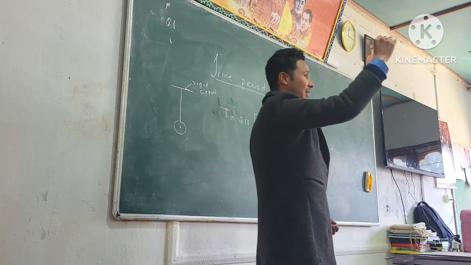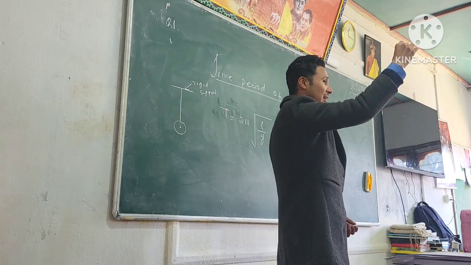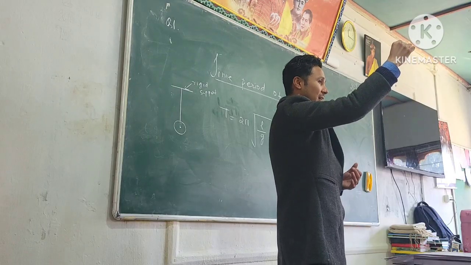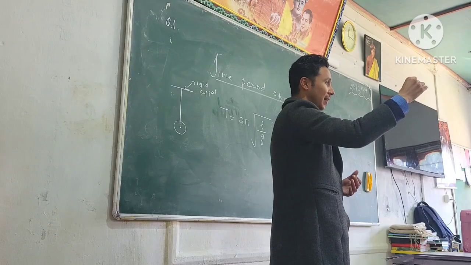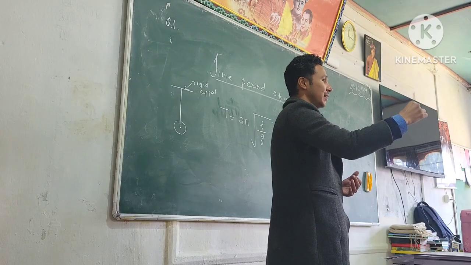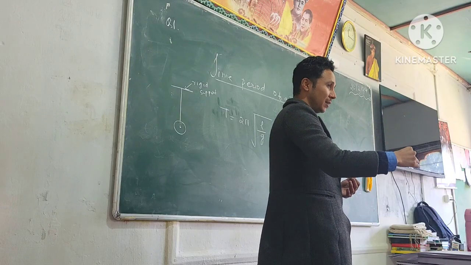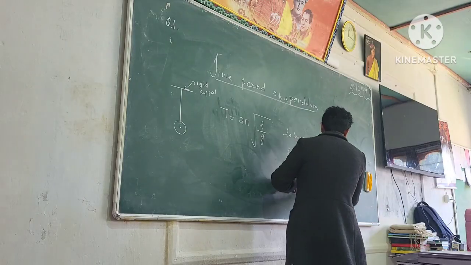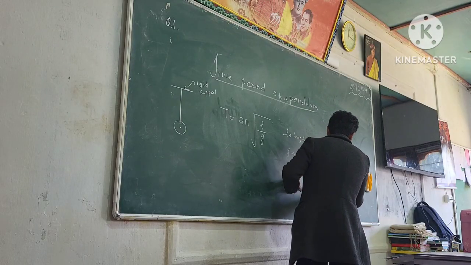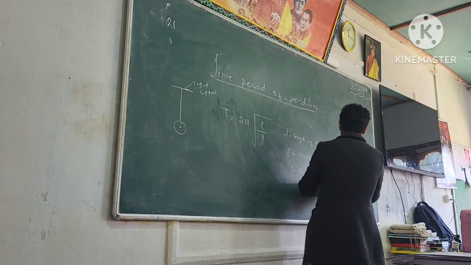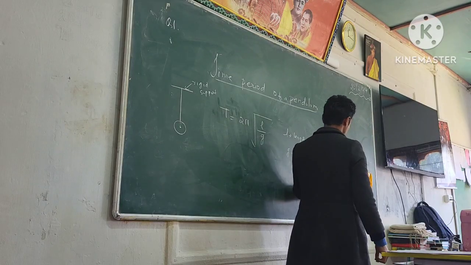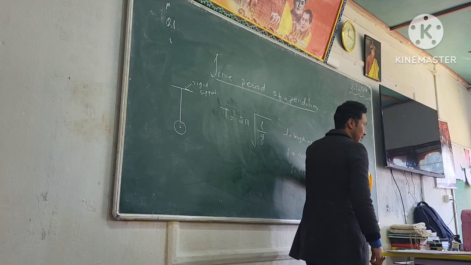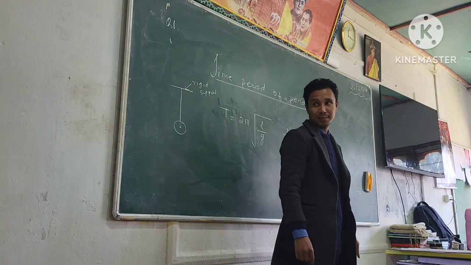This is a body which has a velocity of 0 now. If I leave this body, then it starts falling. In the first second, the velocity of the body will become 9.8 meters per second. In the next second, it becomes double that. In the next second, it becomes triple that. For example, if I take this approximately as 10 meters per second squared, that means your velocity is changing by 10 meters per second in a given second.